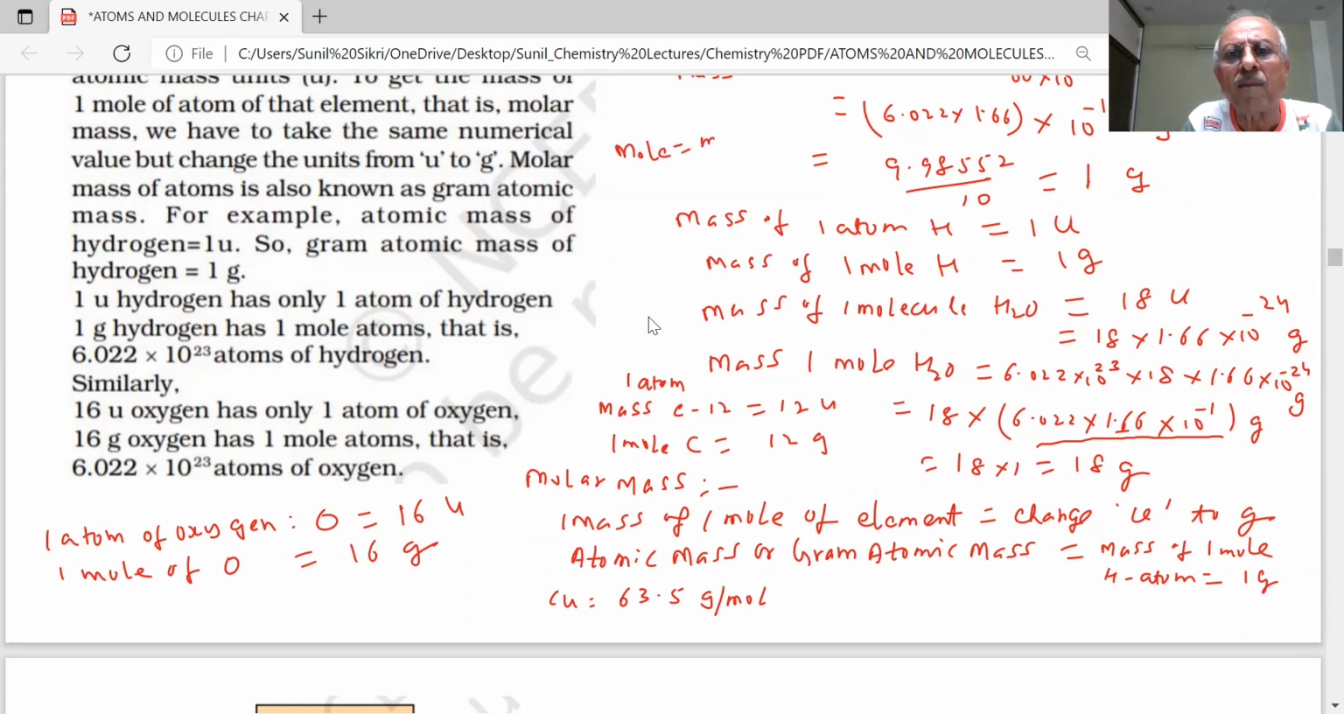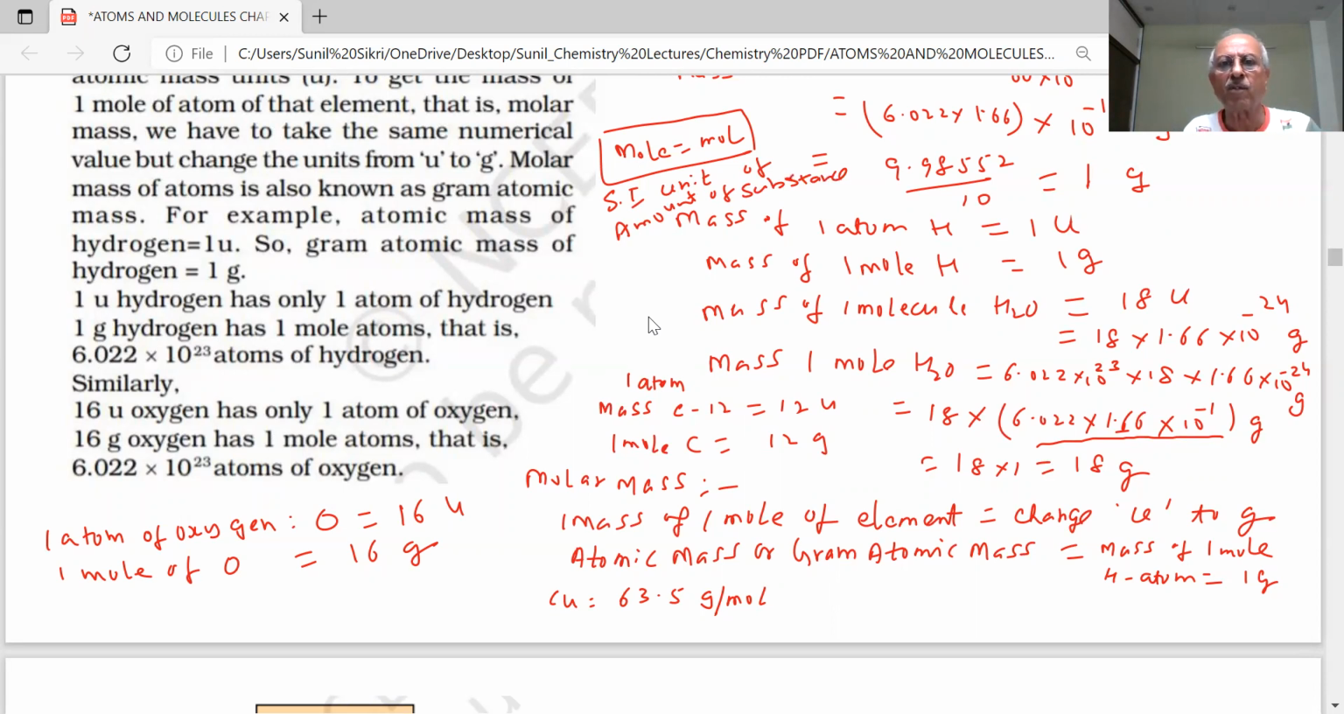Student, the short symbol of mole is mol, and this is an SI unit of the amount. Important point. Mole is an SI unit. What is the SI unit? Standard International Unit of what? Amount of substance. Internationally, it is an accepted standard unit. So note down everything. Important questions will be there like this.